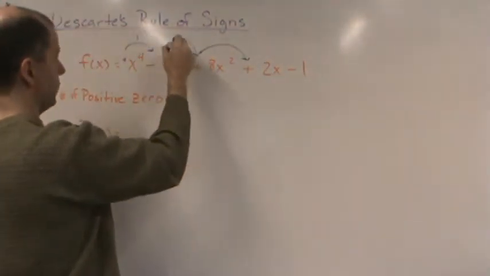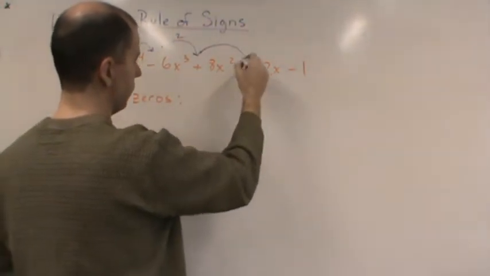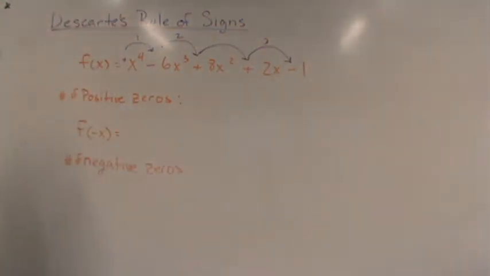So here's one change. Here's the second change. But then it stays positive. But then here it changes back to negative. So we end up with 3 sign changes.